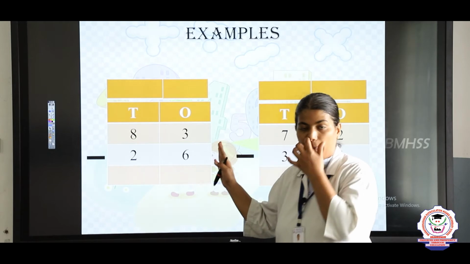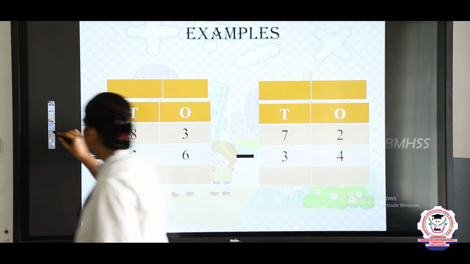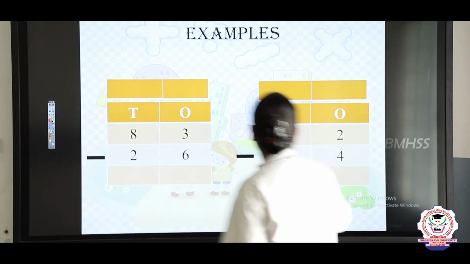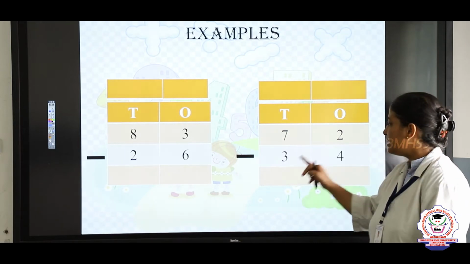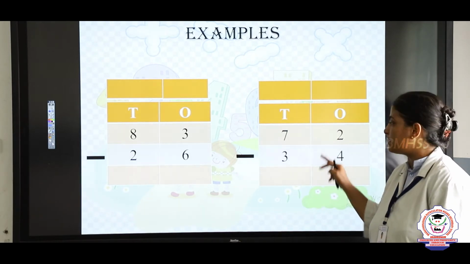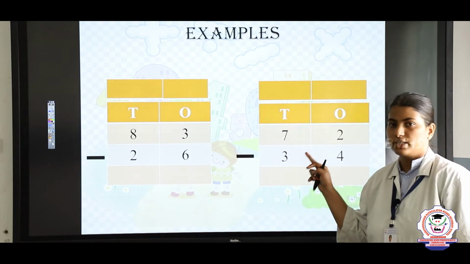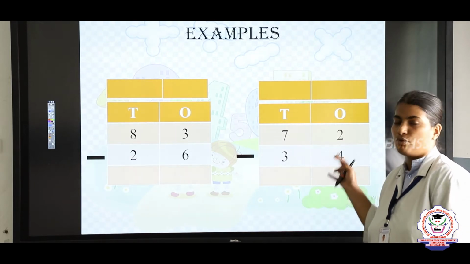Now, here I have 2 more problems for you. See here, what is in tens place? So, the number 34 is being subtracted from 72. Okay, children, now we are going to subtract 34 from 72.